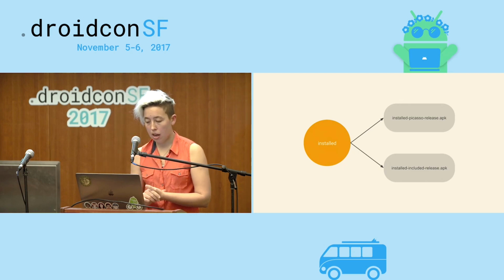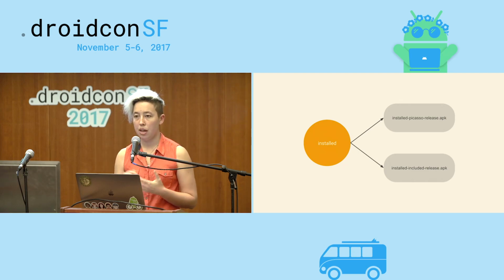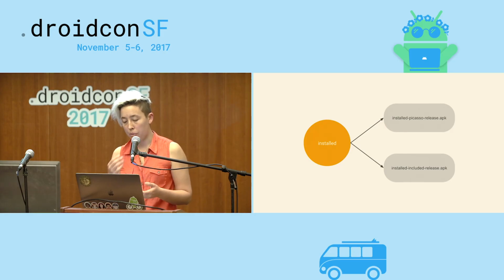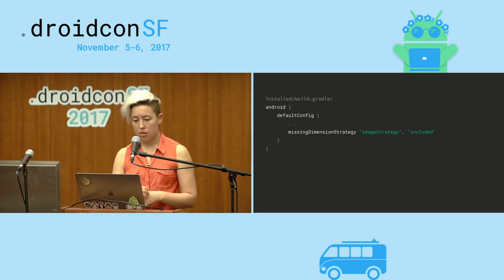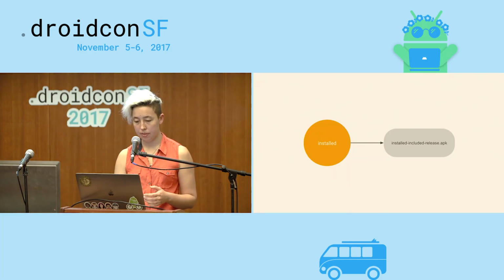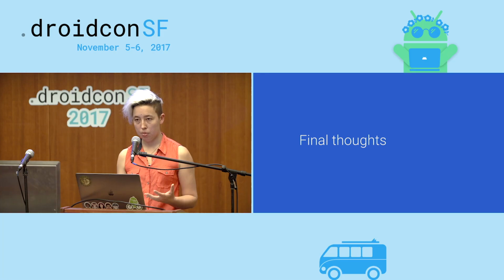Another thing to work out with flavors is that the idea with having an installed app, a paid flavor and a free flavor, is that it's going to generate that paid flavor and that free flavor for your installed app, for any app style that you build. But in my case, for my installed app, I only want to generate the version that has the resources included. I don't want to generate the version that was made for the instant app. So you can use this missing dimension strategy line in your default config to say, hey, I only want you to generate the included flavor here. Cool.